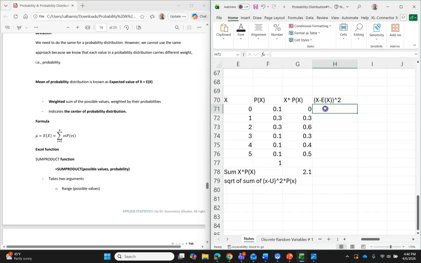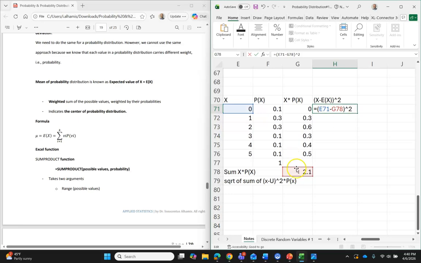So go down here. So we have x, that is our x. And so let me put equal sign there. So our x value will be 0, and it should be minus this expected value of x. And I'm going to close the bracket, and that should be to the power of 2. That's all we are actually looking for.